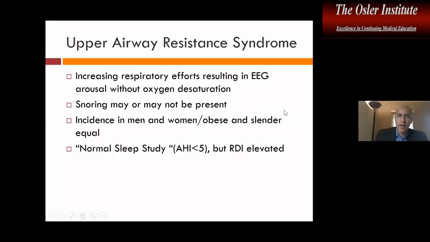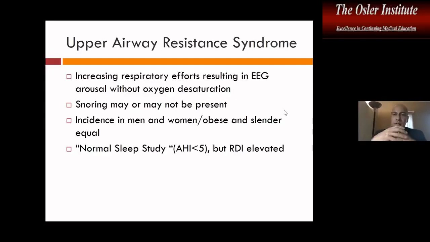Okay, so early on, I mentioned UARS, or upper airway resistance syndrome. This is when you have increasing respiratory efforts that result in EEG arousal. But again, this is driven by RDIs and not purely based on the AHIs. In fact, these are patients where the AHI or the sleep study might actually look normal. You might have an AHI of less than 5, or even a normal sleep study, which is 1 to 5, or have no real apneic or hypopneic events, but their RDI is elevated.